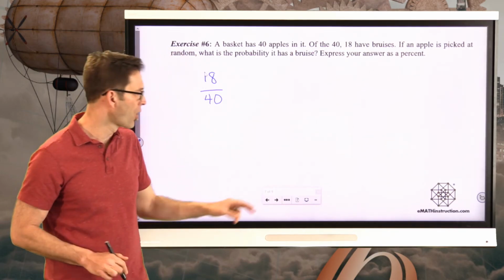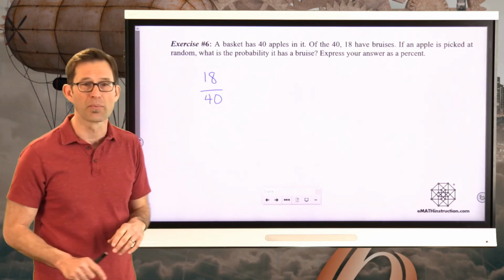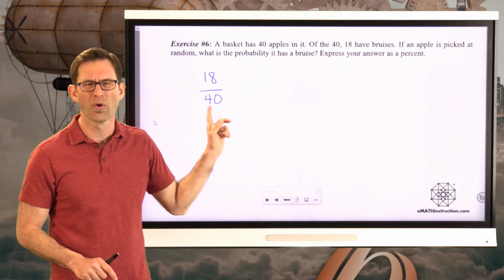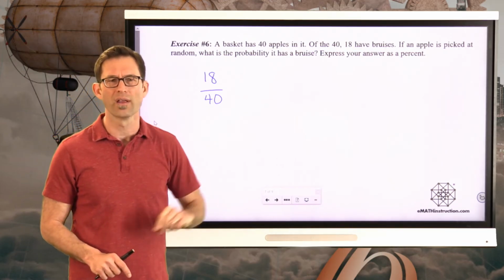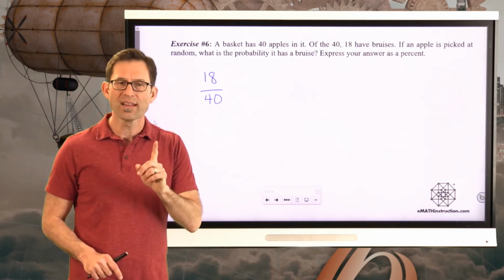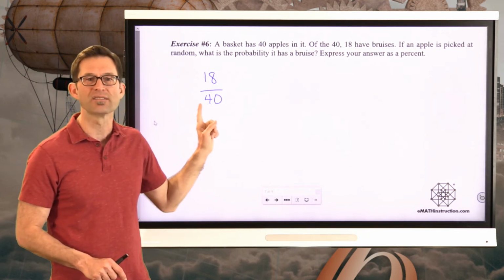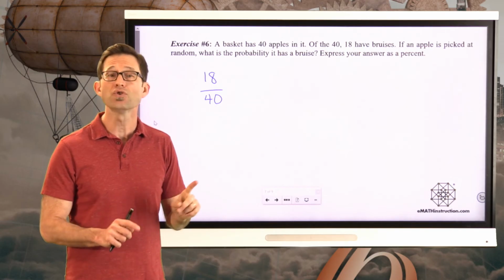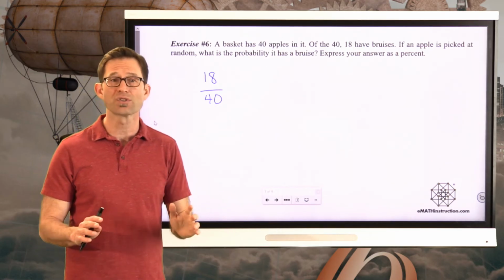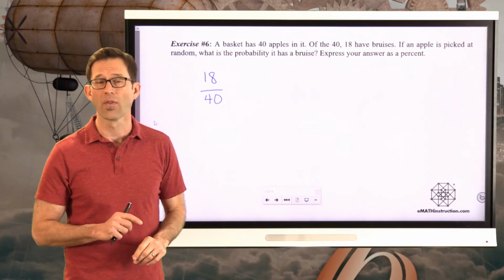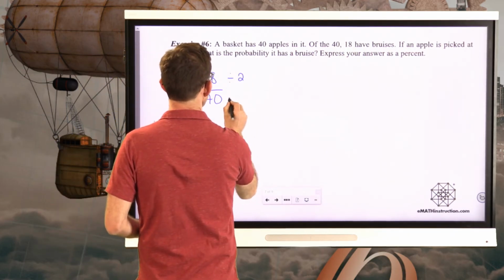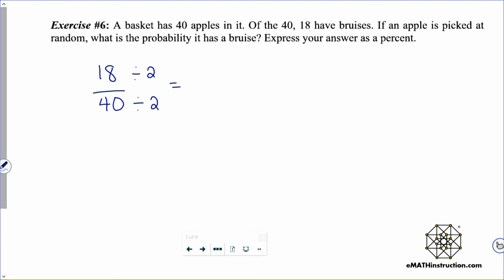Now, here's one of those harder problems though, right? Taking us back to the percent unit, where I can't really just look at it and say, what do I multiply 40 by to get a 100 in the denominator? So when you can't just immediately scale the denominator so that it becomes 100 easily, then you should always reduce your fraction to lowest terms so that you can then scale that. So the first thing I'm going to do is reduce this fraction to its lowest terms, and I'm going to get 9/20ths.